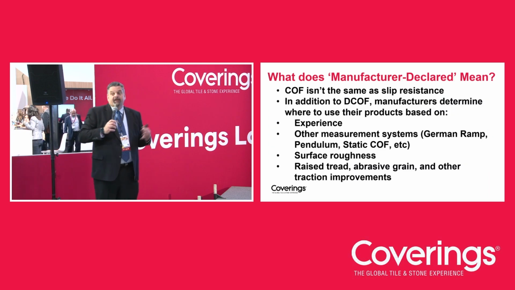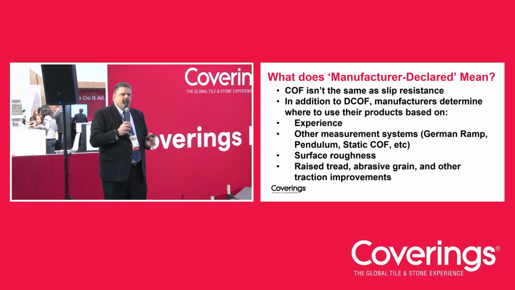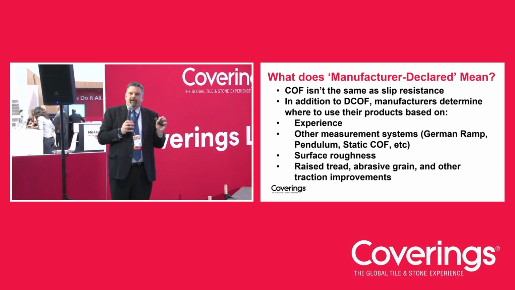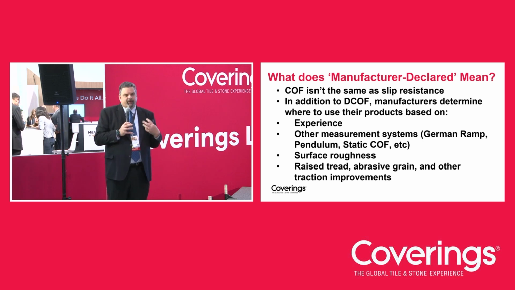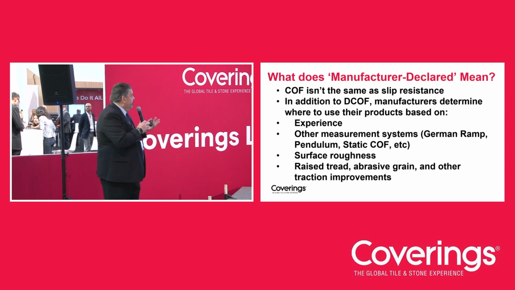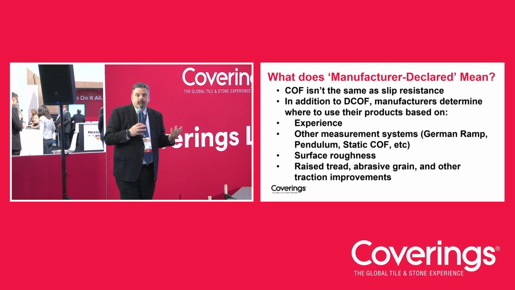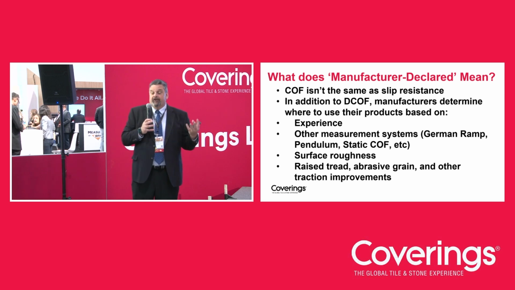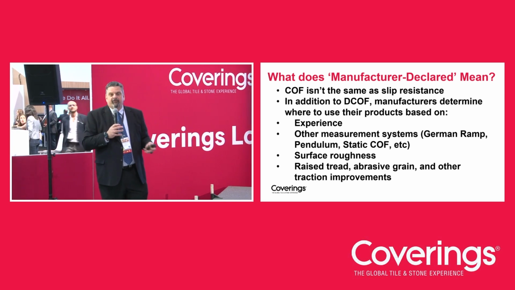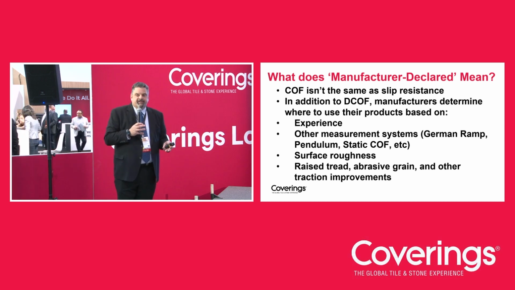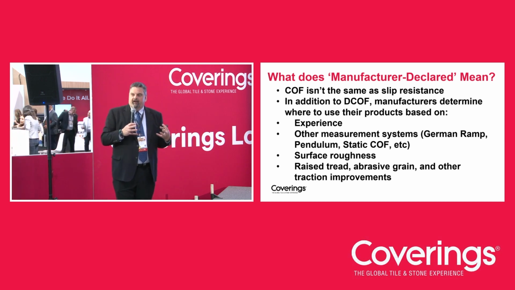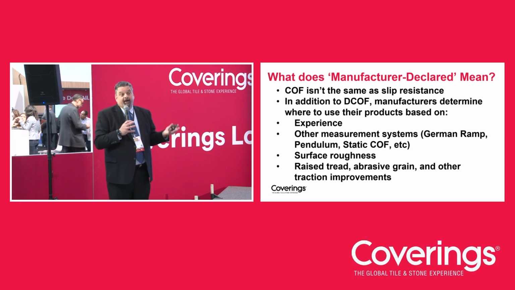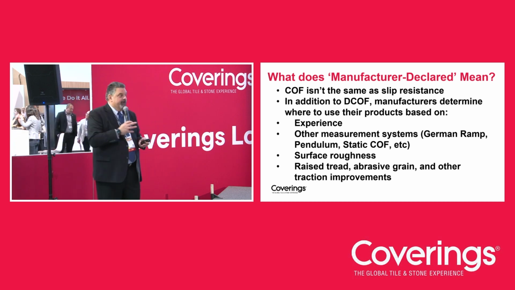So what does manufacturer declared mean? One thing I want to point out, that coefficient of friction number, the 0.42, or even before that, the 0.6, it's not the same as slip resistance. It's our best attempt at getting our hands around slip resistance, but there's a lot that goes into it. So there's my experience. I know we've been making quarry tile now for 100 years. I know it can go in front of fryers. I know that it can go in back of house applications. So I've got that experience. I've got a lot of installed applications where it's doing fine. So I know I can recommend it for those areas.